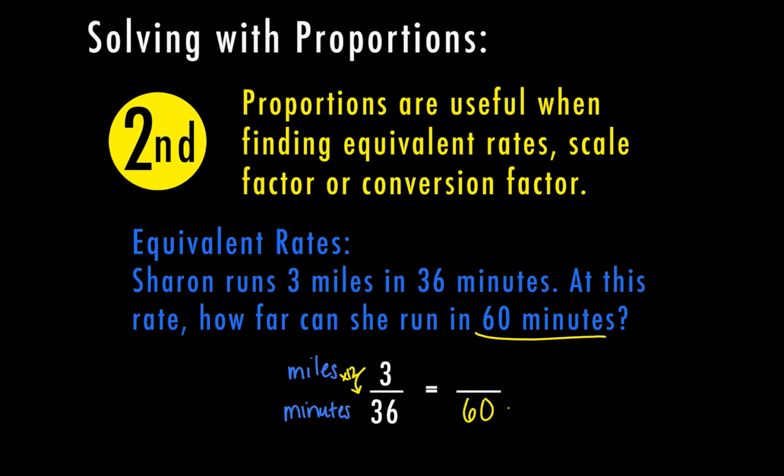So on the other side, I'm going to go backwards because I want to find out my smaller number on top. So instead of multiplying by 12, I'm going to divide by 12. If I divide 60 by 12, it's going to go in 5 times. 5 times 2 is 10, 5 times 1 is 5, that's 60. So the answer to how far can she run in 60 minutes would be 5 miles.